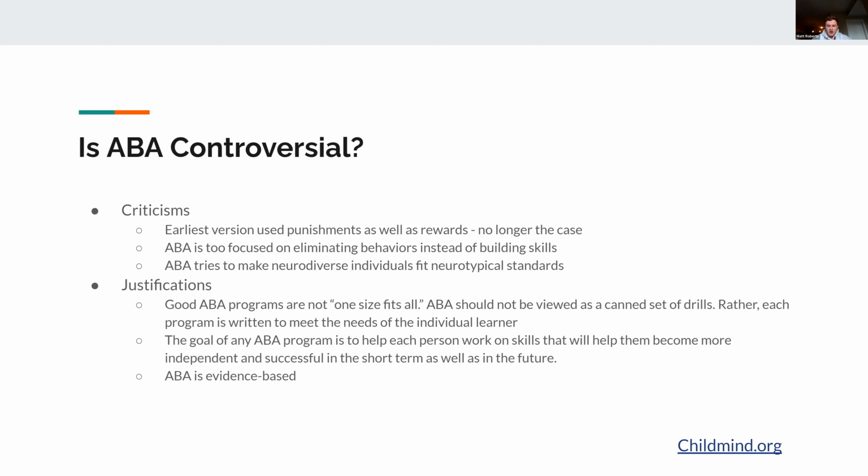So a common example of this would be like stimming behavior. So if a teacher wants to say that the stimming is inappropriate for their class, we might ask the teacher, is it actually impairing their functioning? And if it's not, then why should we try to force this neurodiverse individual to meet neurotypical standards? So just an example of that. And aside from ABA being well-researched and evidence-based, ABA should really be meant to help individuals succeed.